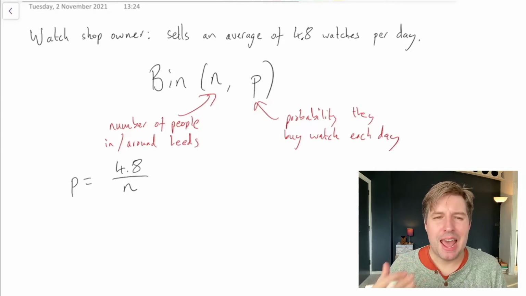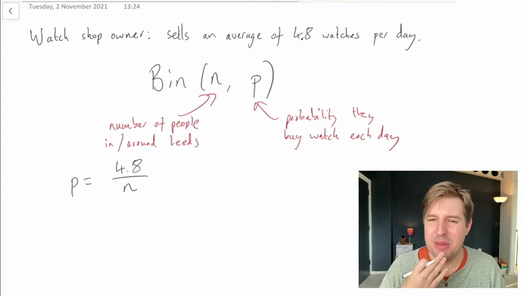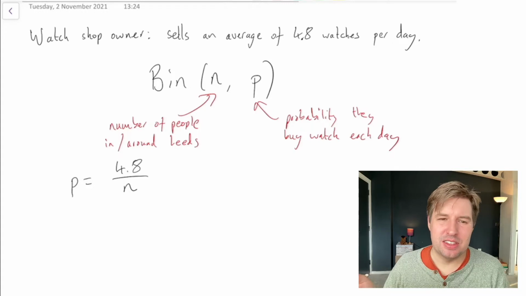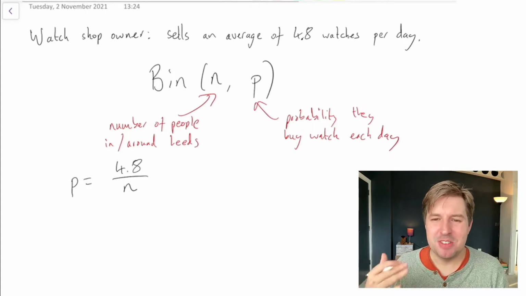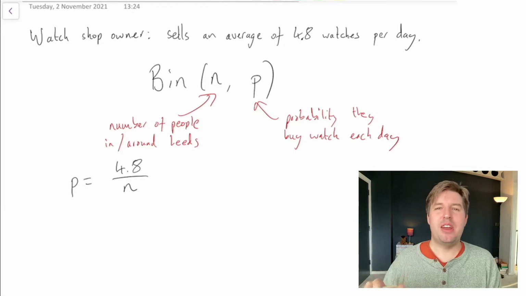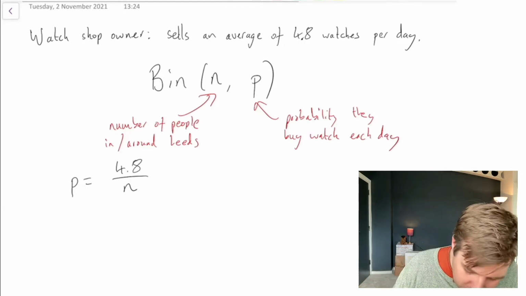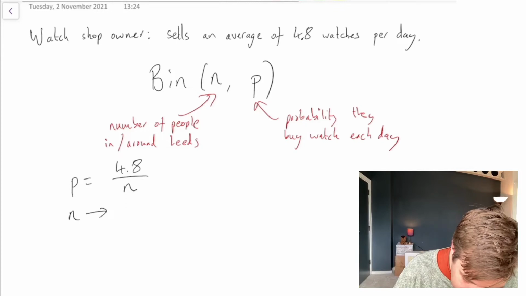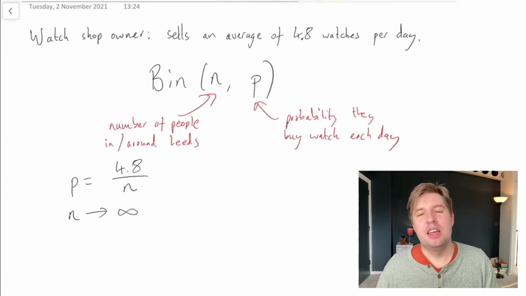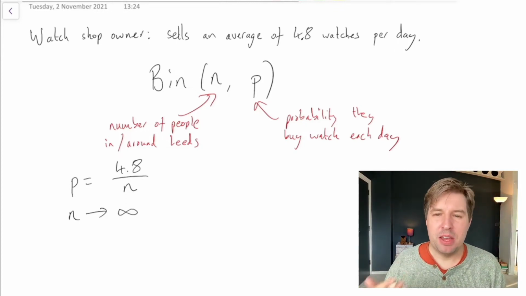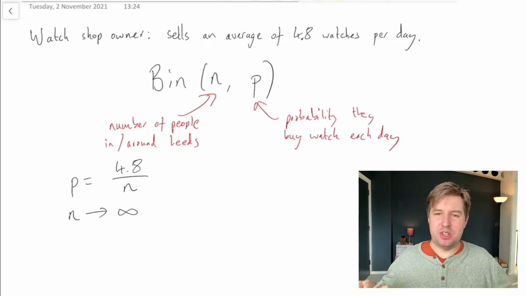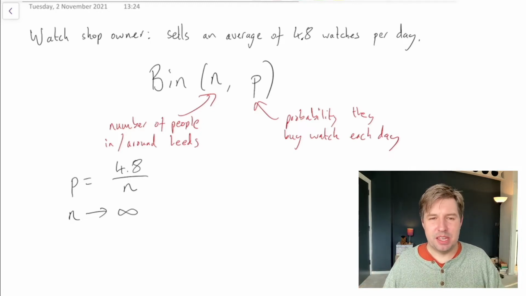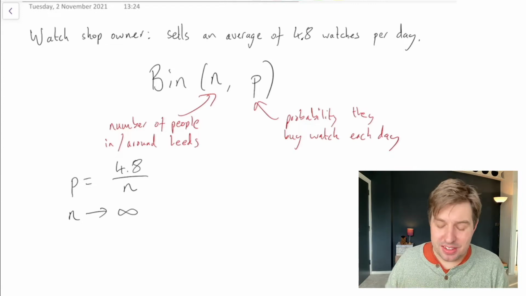Okay, what should I take n to be, the number of people in and around Leeds? Well, that's a very big number, but it's a bit vague, so I don't really know exactly what it is. So n is just some very large number. So in mathematics, when we have a very large number, what we can do is model this as taking a limit, n tends to infinity, which is we can make n bigger and bigger and bigger and see if this distribution settles down to something. And the answer is it does.